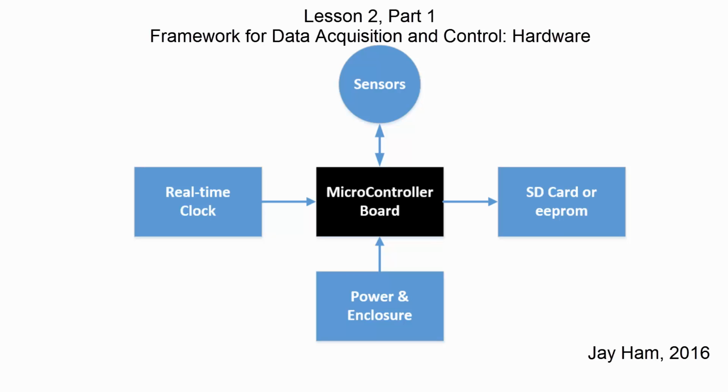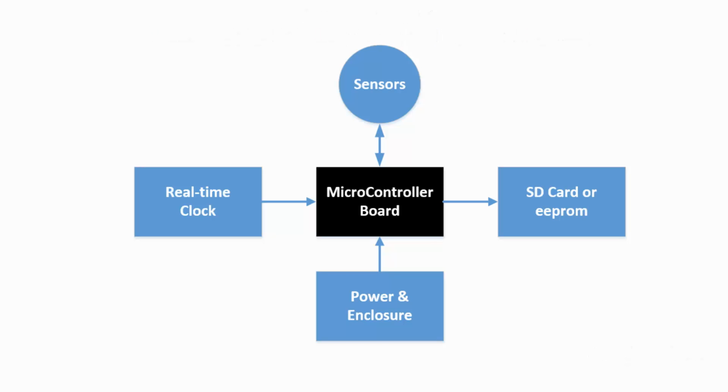Welcome back. Before we get started on the next lesson, I wanted to take a moment to talk to you a little bit about the framework in which we build data acquisition systems for our environmental or weather measurements. So on the screen right now you see this simple block diagram which I think shows the key five components of any data acquisition and control system.